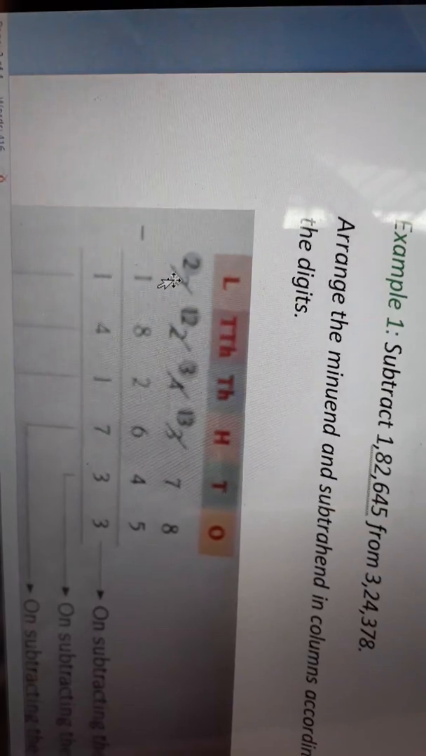You write 1 here. Now see the number in the 10,000 place. In the 10,000 place the number is 2 and here it is 8. So we cannot subtract 8 from 2. So again we can borrow from the 1 lakh place. What is the number in the lakh place? 3 lakh. So we will borrow 1 lakh from the lakh place. So now the number here is 12 ten-thousands. 12 ten-thousands minus 8 ten-thousands means 4 ten-thousands. So here you can write down 4.